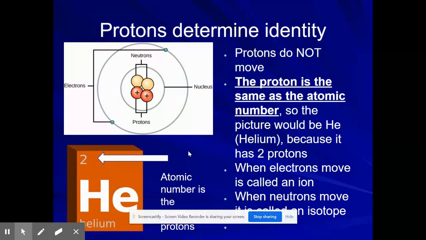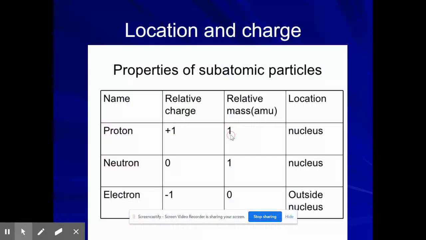All right, so electrons can move, and when they move, you can have a positive or a negative ion. You have an ion based on whether you have more positives or more negatives. Excellent. Remember, though, that only the negatives are moving. The electrons are the only thing that can move. Protons cannot move. Neutrons can also move. We don't really talk about that in 8th grade much, but when neutrons move, it's called an isotope. You'll start talking about that more in high school.